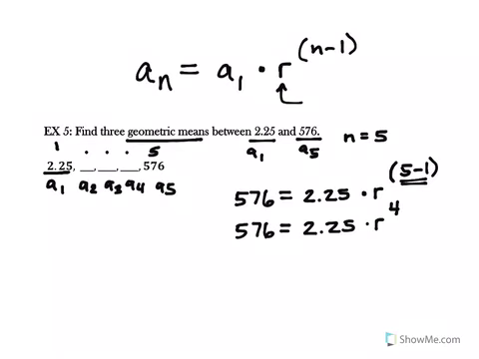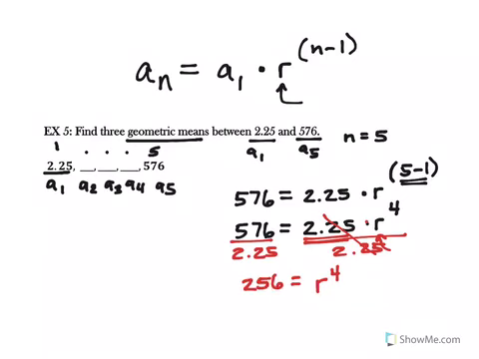And then in order to isolate r, we've got to get rid of this 2.25. We see that we're multiplying, so the inverse operation is to divide. So we'll divide both sides by 2.25. And when we divide 576 by 2.25, and we would divide all of this by 2.25, these are going to cancel, giving me r to the fourth power, and 576 divided by 2.25 is 256.